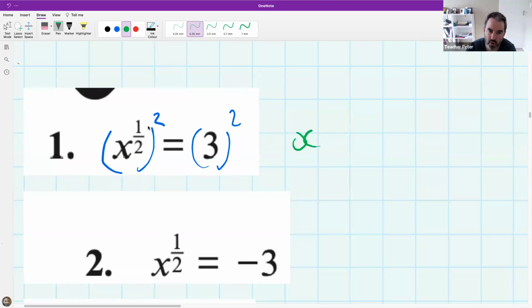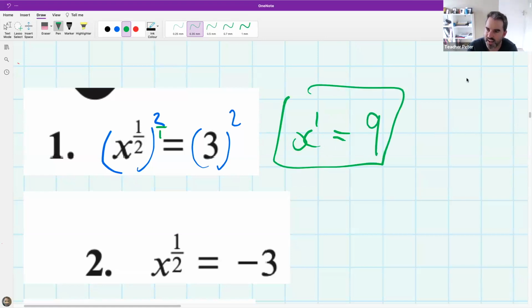So let's see how this works. We go 2 times a half. What's 2 times a half? I'll put it over 1. It's just going to be 1. What is 3 squared? It's just going to be 9. And so x is 9 is our answer.